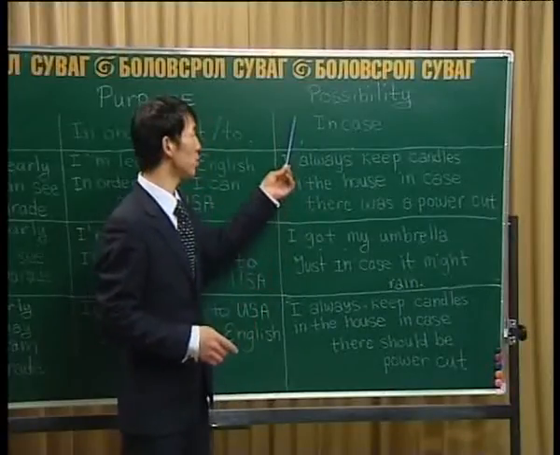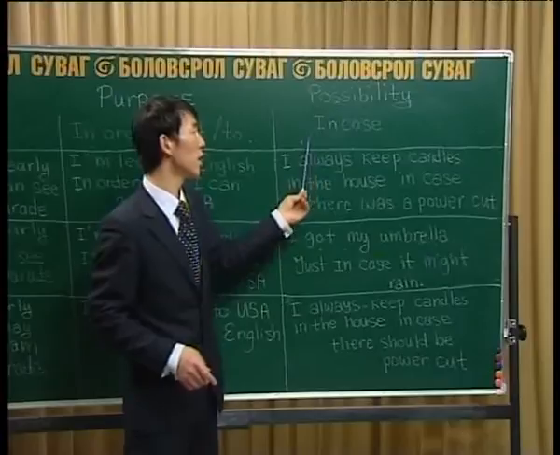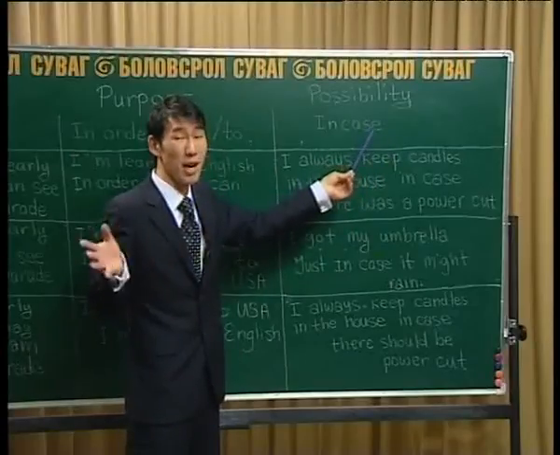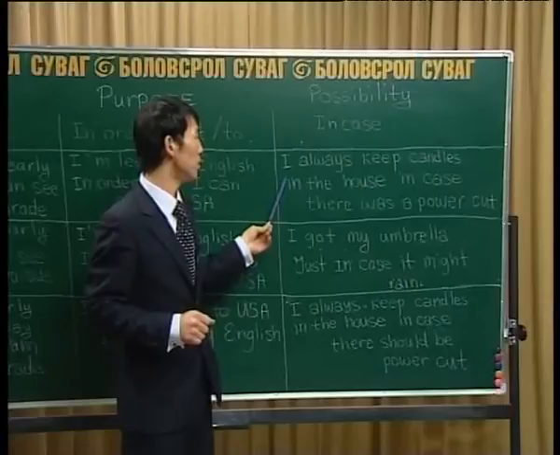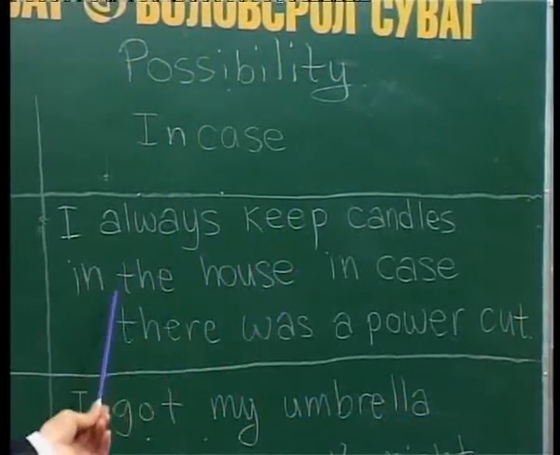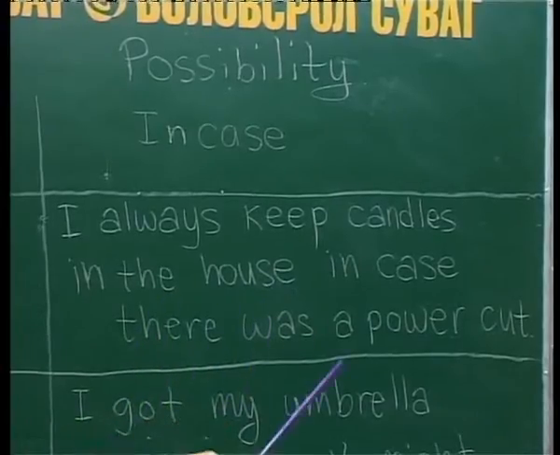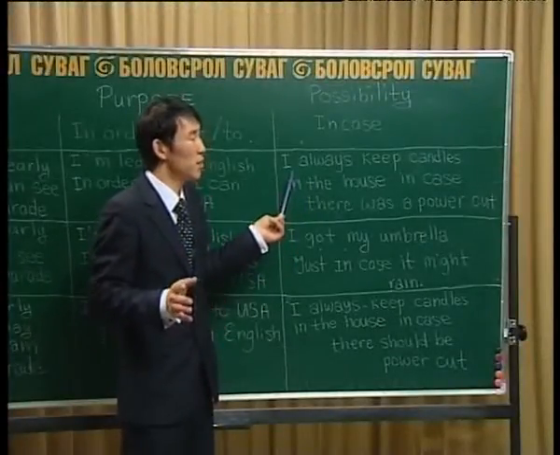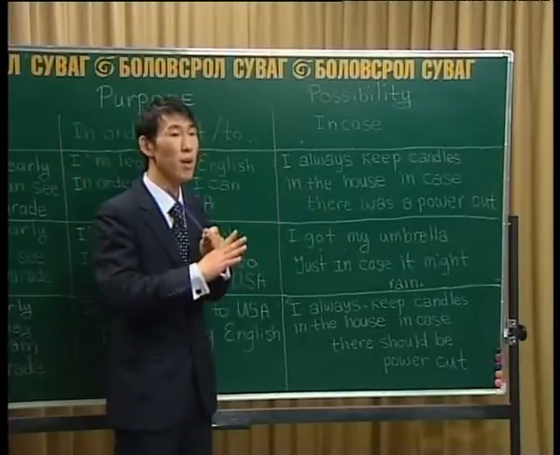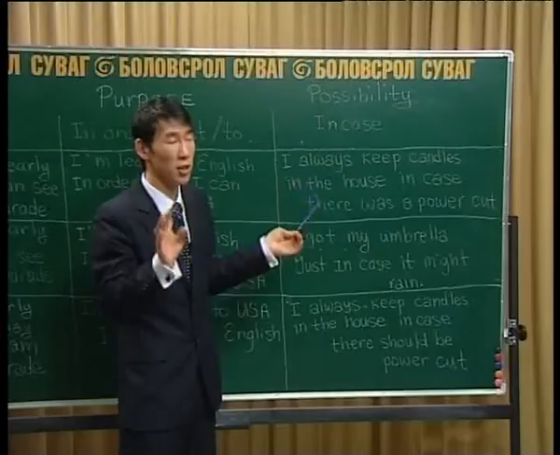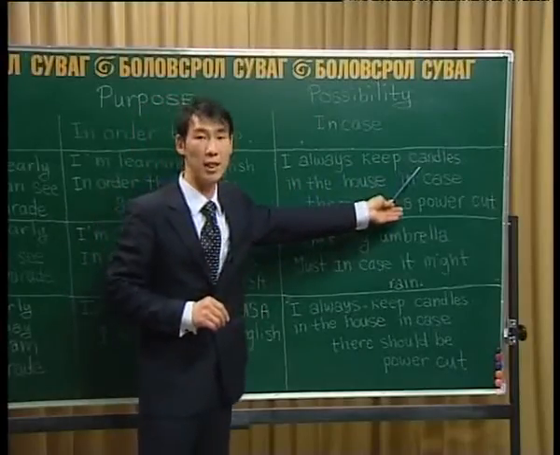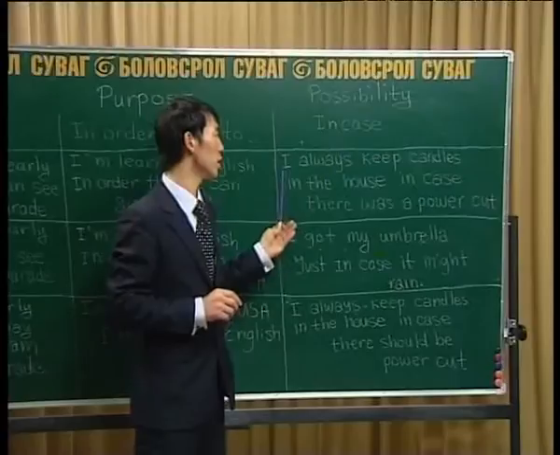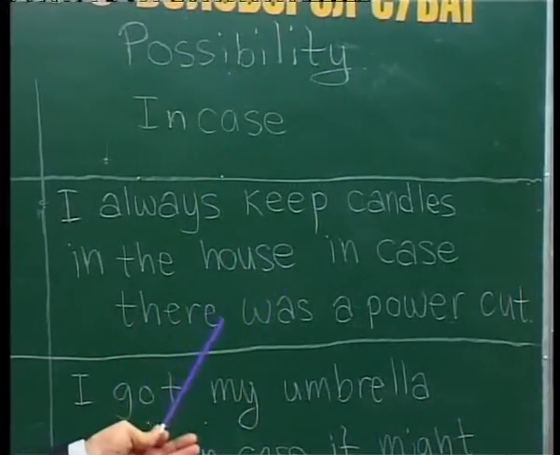All right, we mentioned possibility before, and then this is "in case." In case means maybe, or might. Here: I always keep candles in the house in case there was a power cut. That person is keeping some candles because maybe there will be a power cut. No power, so you cannot see anything and you need some light. And then this candle you're gonna use, it helps you.